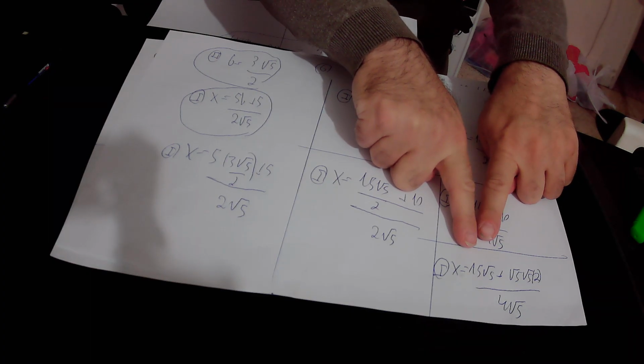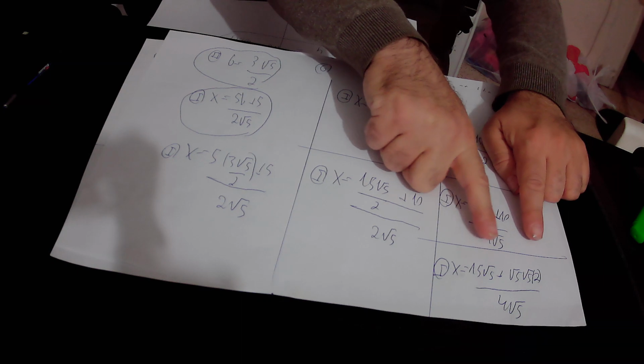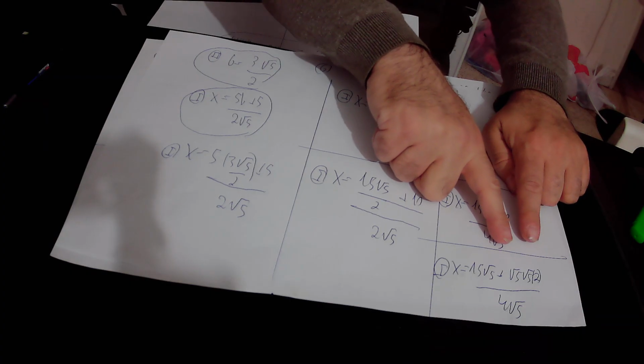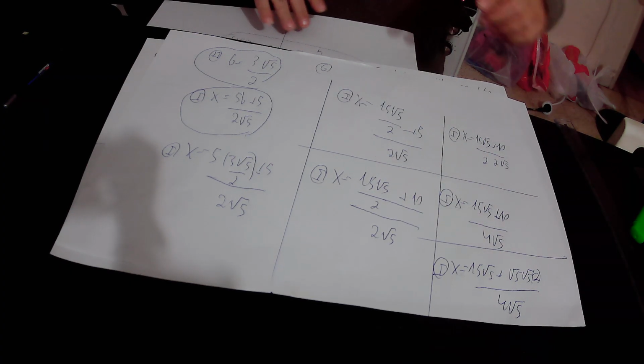Square root of 5 is taken out as a second factor from those two expressions. What is left from 15 times square root of 5 after we took from it square root of 5 as a second factor? What is left is actually 15, and what is left from square root of 5 times square root of 5 times 2 after we took from it square root of 5 as a second factor? What is left is actually square root of 5 times 2.